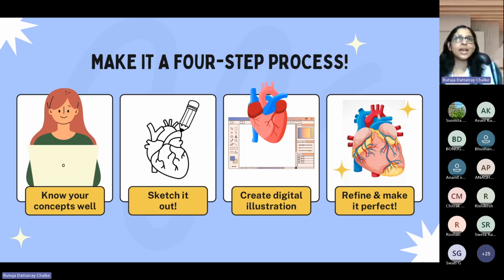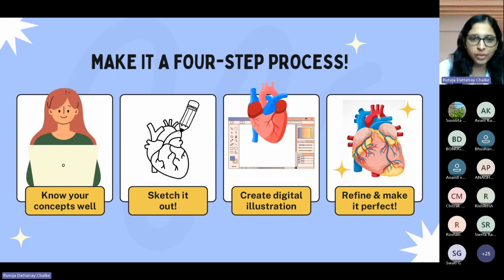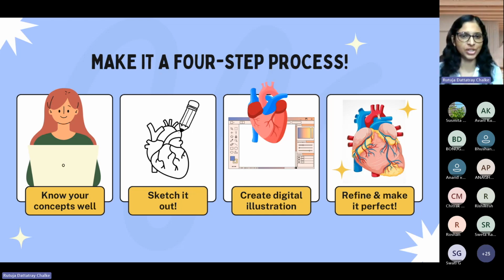So basically, the next time you're going to create your own illustration, I would suggest you follow this four-step process. It's very important to know your scientific concepts well before you start creating any illustration. Then, before jumping into any software, I would suggest you create a rough sketch on paper or a tablet if you're using one, because this will help you to organize your elements properly. And once you know the layout of your illustration, it will be much quicker for you when you start creating it in digital software.